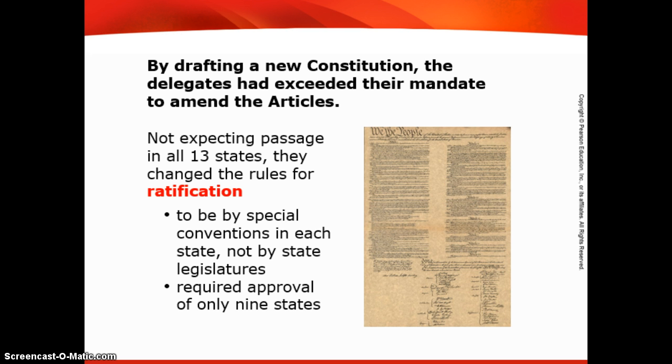By drafting a new Constitution, the delegates had exceeded their mandate to amend the articles. Remember, it wasn't a constitutional convention. The convention was called to amend the Articles of Confederation. Only 9 states had to ratify it at first for it to be law in those states. However, those 9 couldn't live without the other 4 and vice versa, so special ratification methods were attempted. Special conventions with special elected representatives were held to determine ratifications within the states.